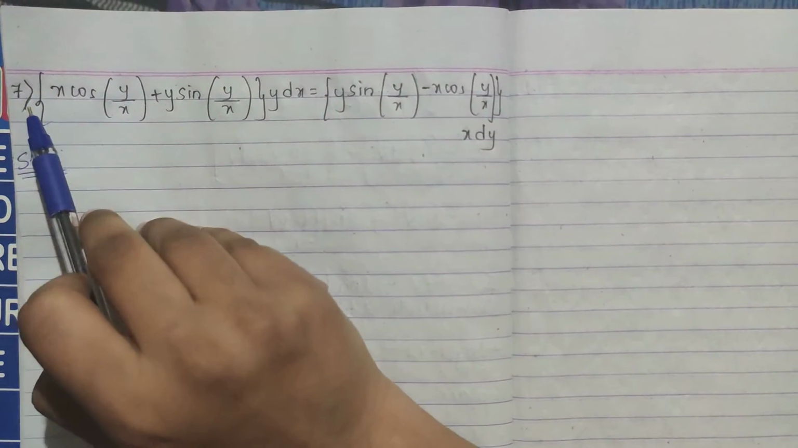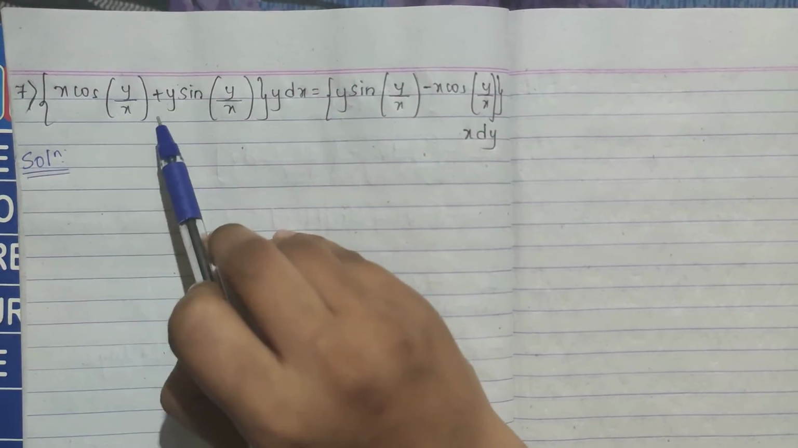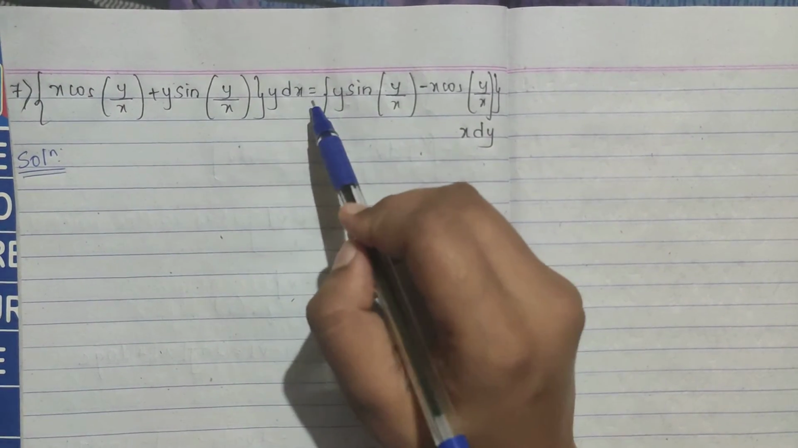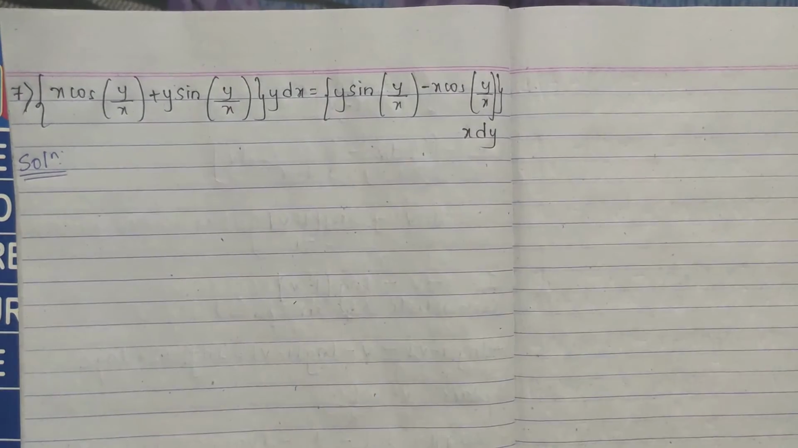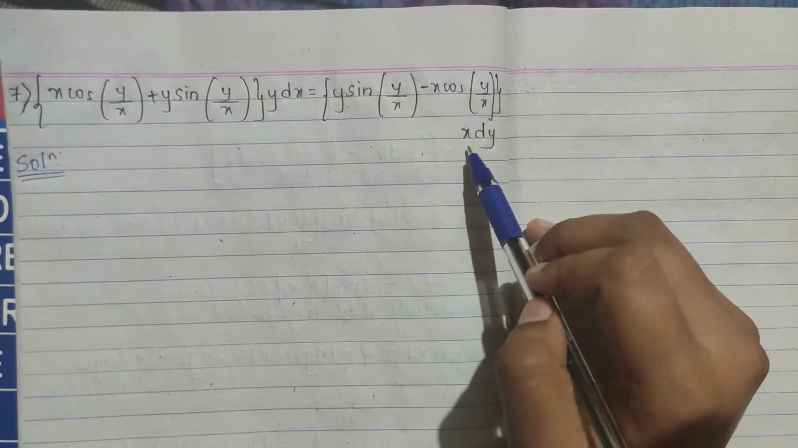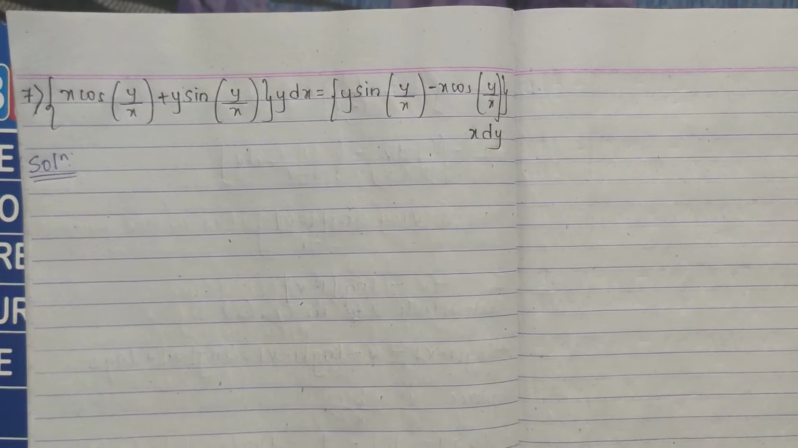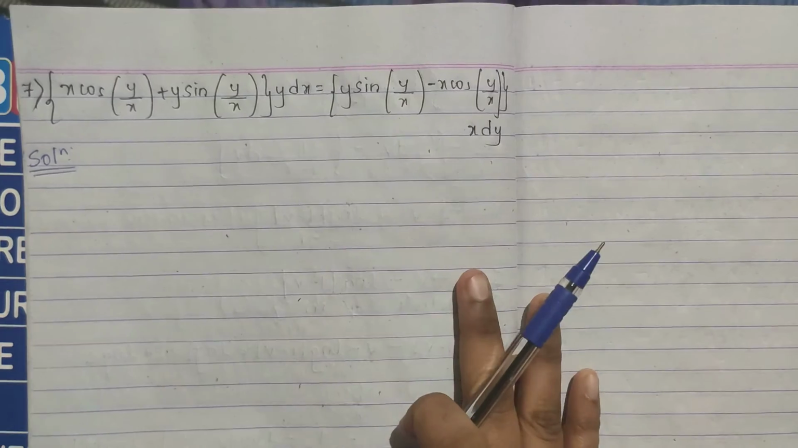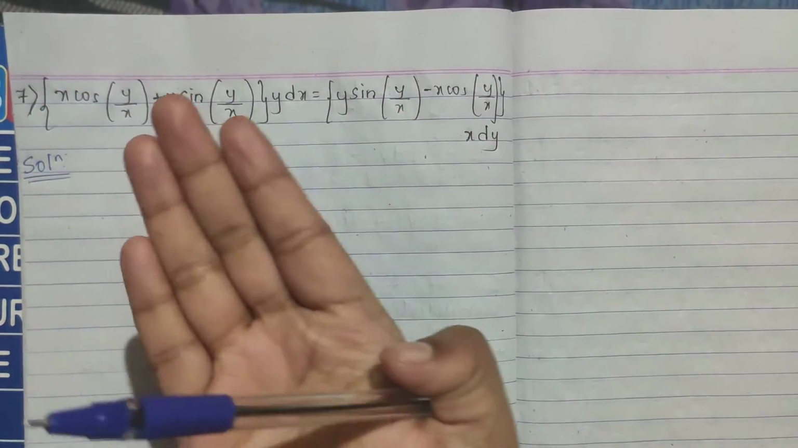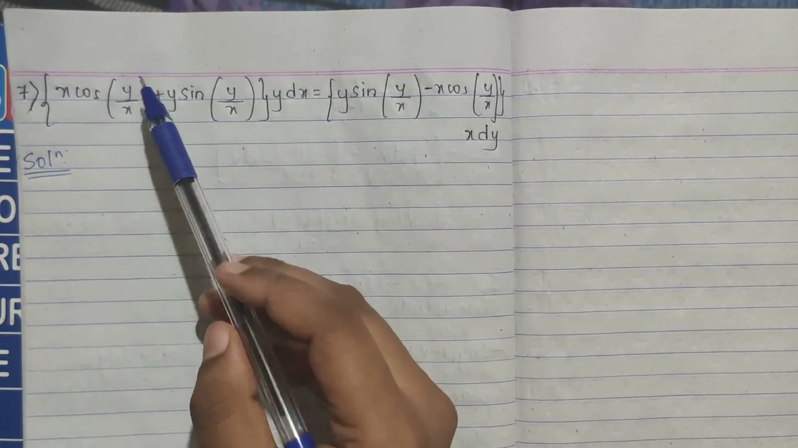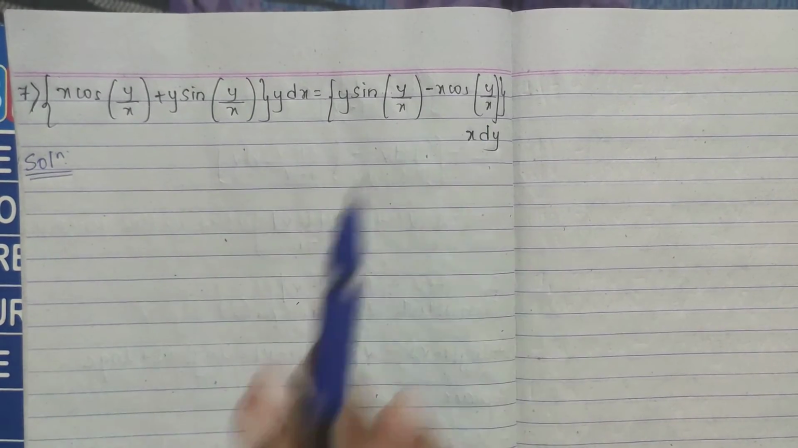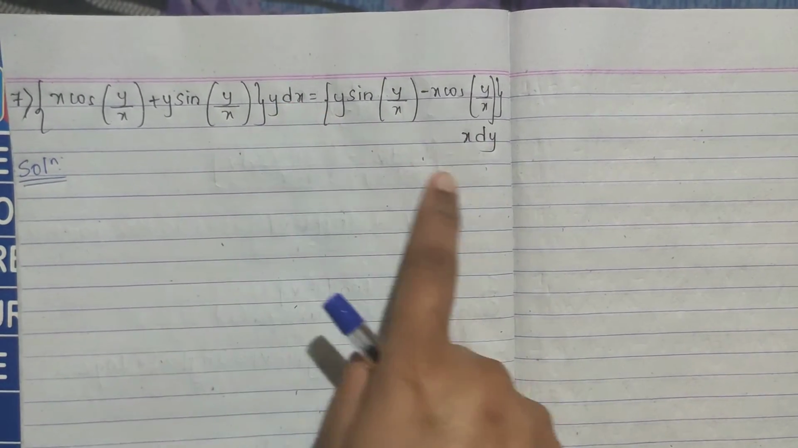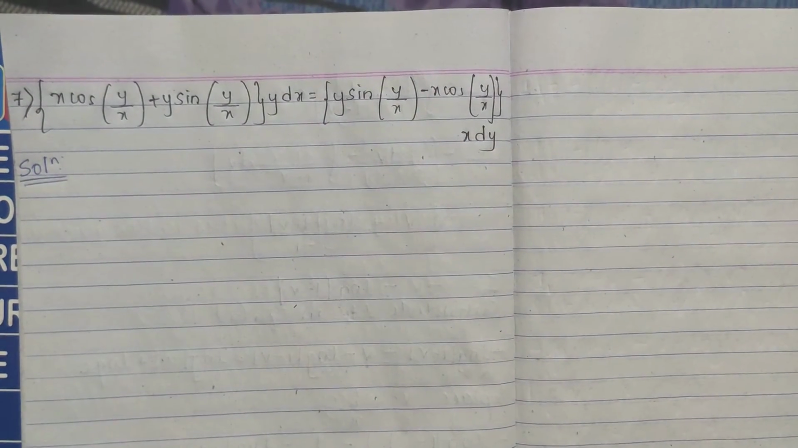Next question, 7th one, x cos of y by x plus y sin of y by x, okay, flower bracket, into y dx is equal to y sin y by x minus x cos y by x into x dy. So here, if you can see, it is direct. By seeing only you can see it is already in homogeneous form, and which form is it? Y by x form, right. So now what we can do, just in the form of dy by dx we can get, dy is here, so dx should go here and this will come here.